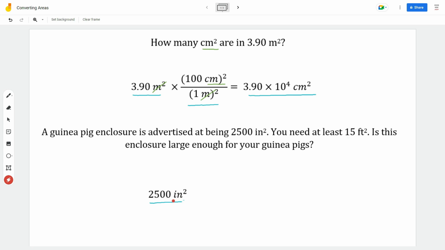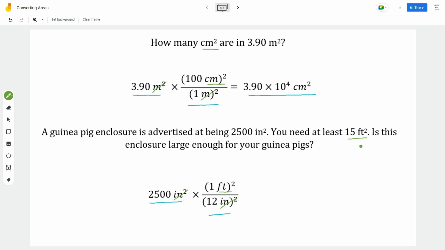The first thing I'm going to deal with is converting just inches into feet, and then I will deal with the squared portion. So here is my conversion factor. There are 12 inches in 1 foot. However, inches will not cancel with inches squared, so now I need to deal with the squared portion. So I'm going to square my denominator and square my numerator. Again, this means that the 12 here is also squared and the 1 is also squared. Now my units cancel. Inches squared cancels with inches squared, and I'm left with feet squared, which is exactly what I need to compare to this 15 feet squared.